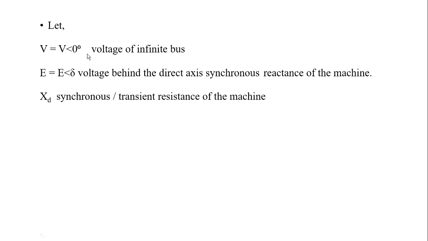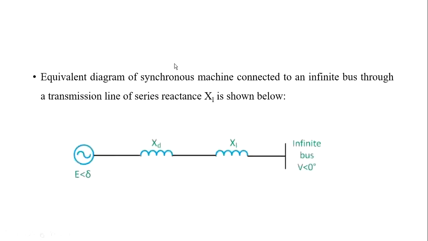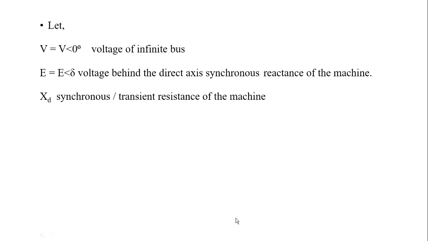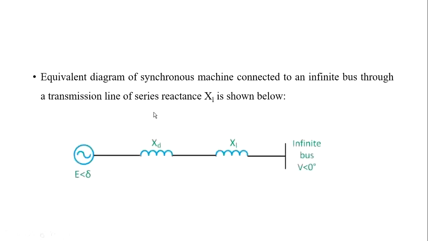Here, V angle 0 is the voltage of the infinite bus, and E angle delta is the voltage behind the direct axis synchronous reactance of the machine, that is, the induced EMF in the machine. XD is the synchronous reactance of the machine. This is the induced EMF, which is E angle delta, and X1 is the transmission line reactance, and V angle 0 is the voltage of the infinite bus.